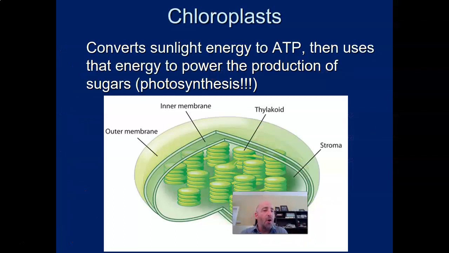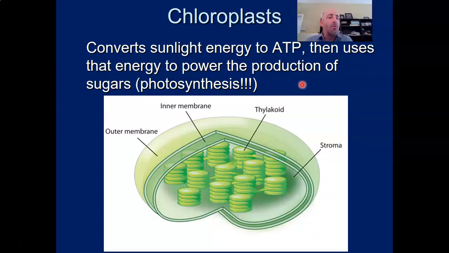Chloroplasts. So, again, we are going to go into way more detail in chapter 6 when we talk about photosynthesis. For now, all you need to know, the organelles of photosynthesis are chloroplasts. Here's what it looks like. We're going to talk about this again in chapter 6.